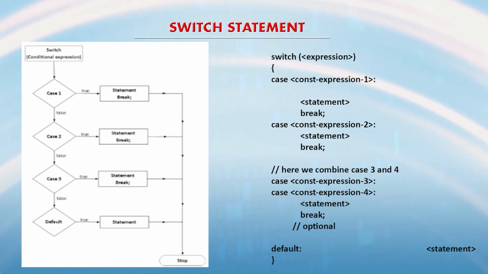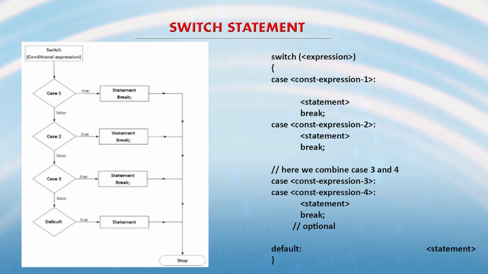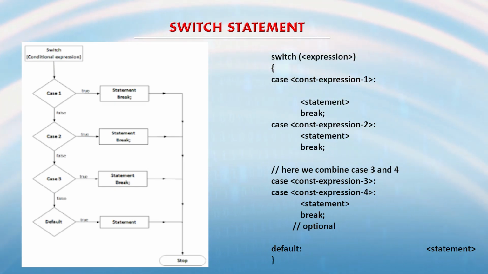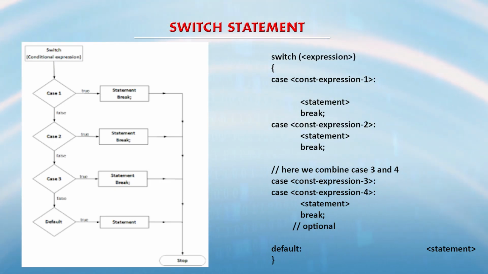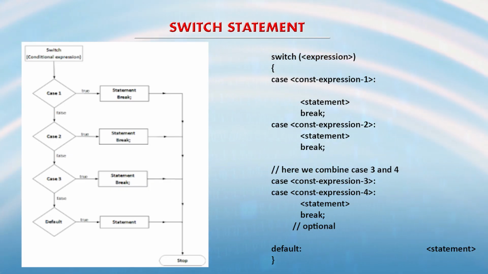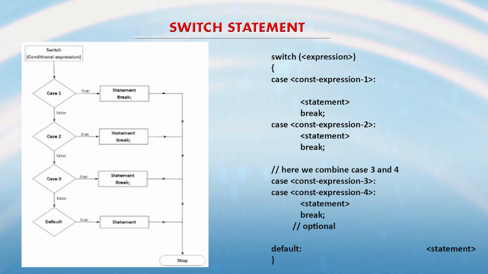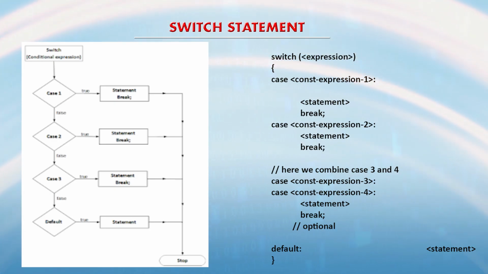So, the construct goes like this: switch expression, case constant expression, say 1. When the expression is 1, then certain statements are to be executed, and then we use the break construct to come out of that set of case statements and go on with the execution of the program. Let us understand this switch statement with the help of an example.